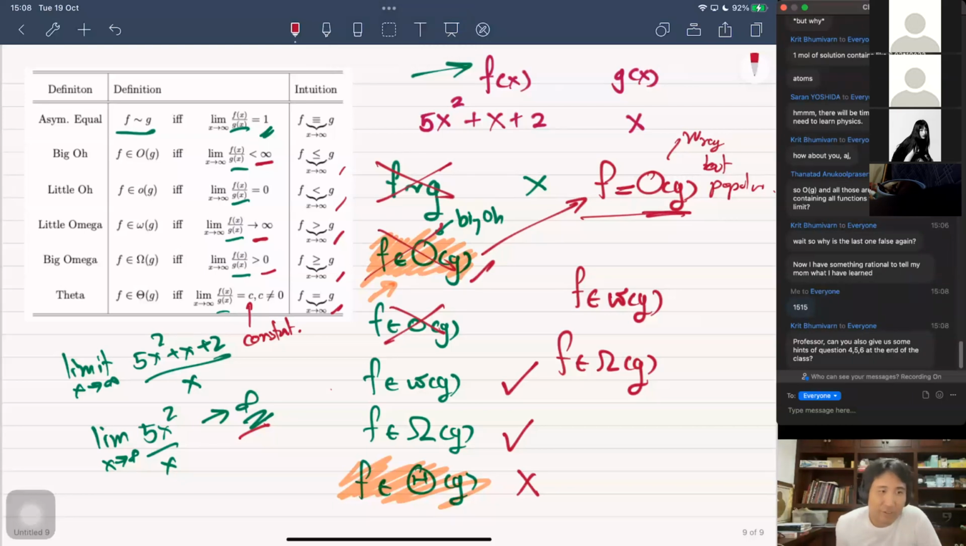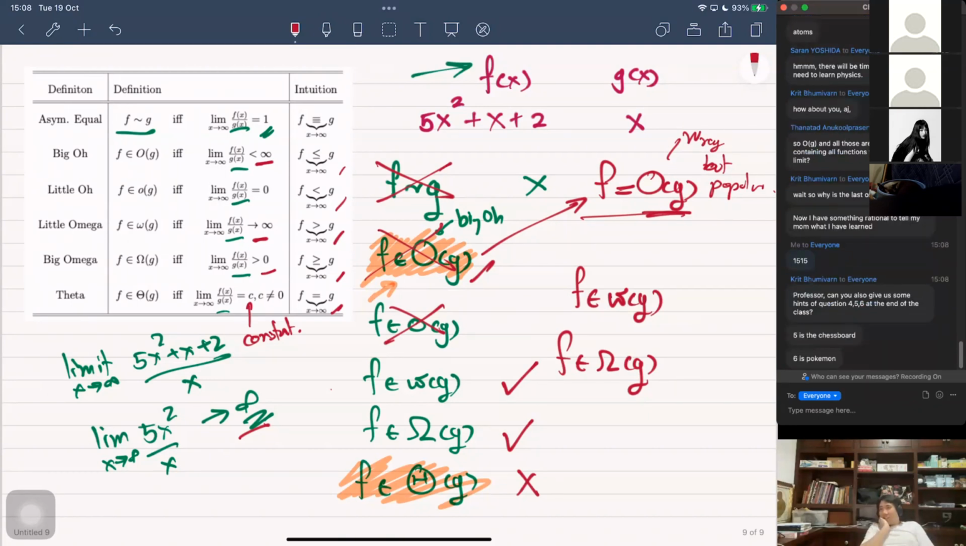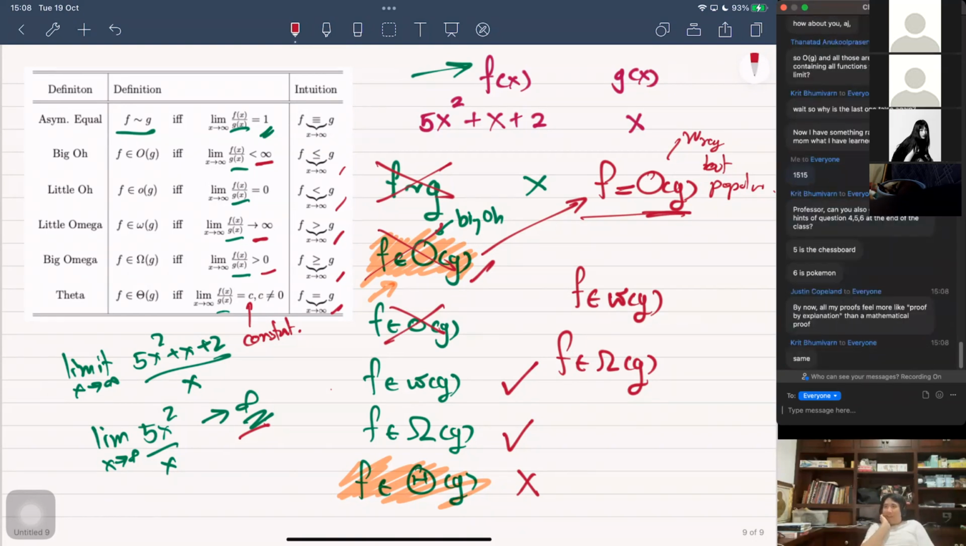Can you please also give us some hint on 4, 5, 6 at the end of the class? What is 4 about? I think I gave a hint to every single problem though. It's for the chessboard. 5 is a chessboard. So the chessboard, you just play the game and you'll see. Try to keep track of the number of black and white and see what you got. Just show that every move preserves the invariant and you're done.